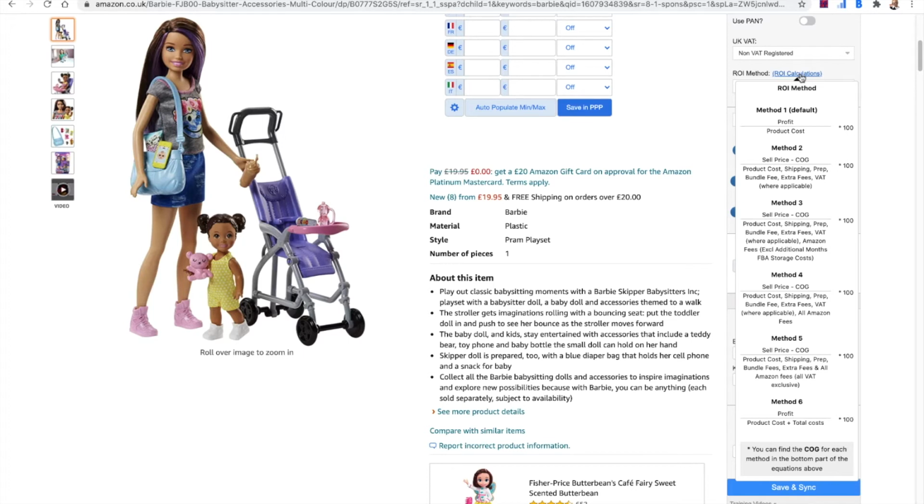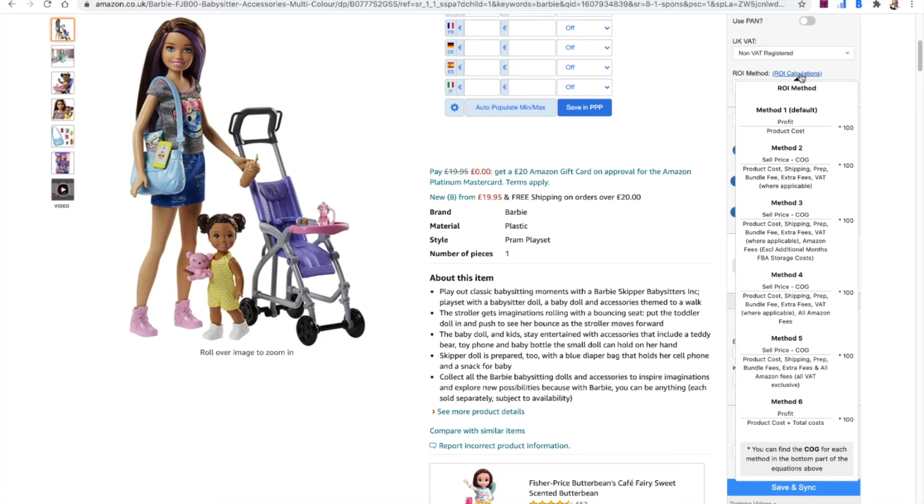Where we're talking about cost of goods there, what we're talking about is all the things listed underneath the line. So not only is that a divide line, but it shows you what the cost of goods is. So it's a sell price minus the product cost, the shipping, the prep, the bundle fee, extra fees, if you've used them, and VAT, divided by the product cost, shipping, prep, bundle fee, extra fees, VAT, times 100.